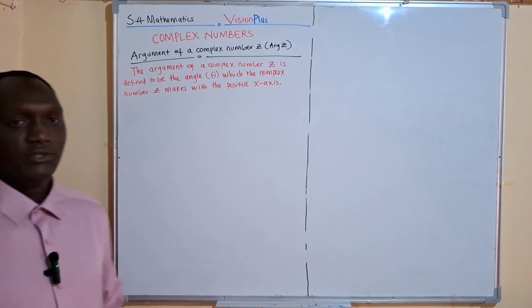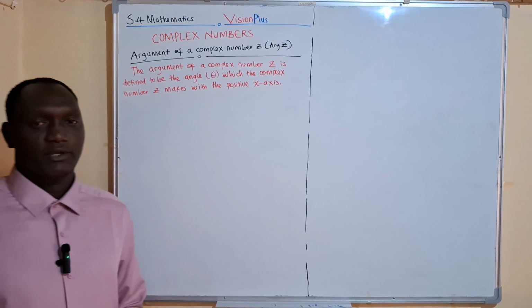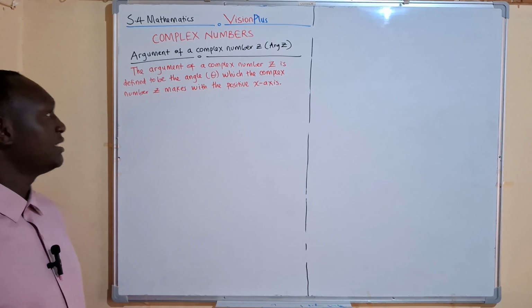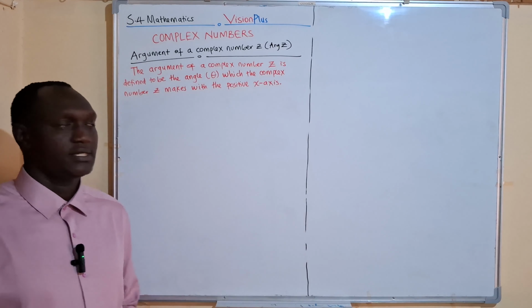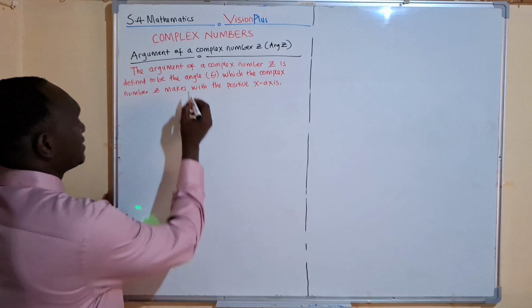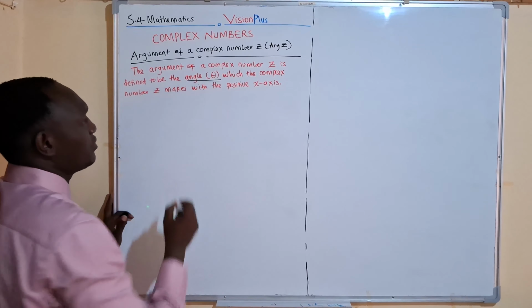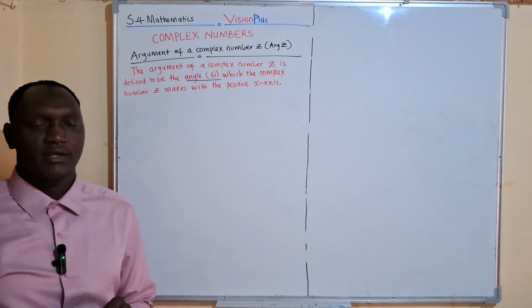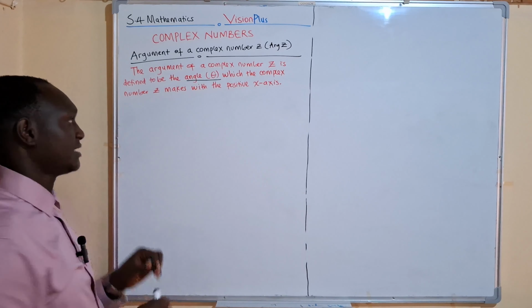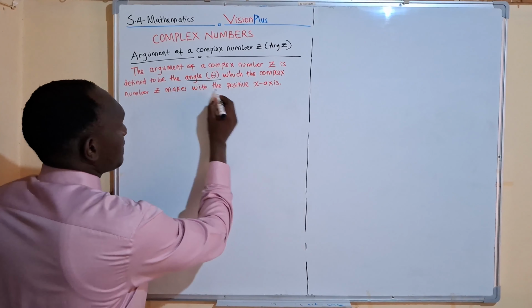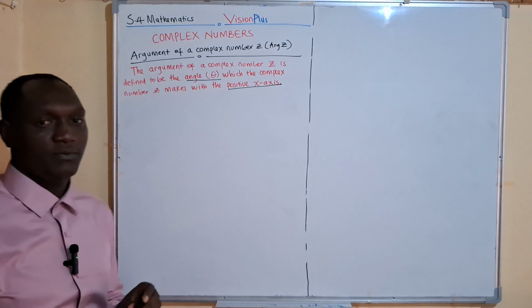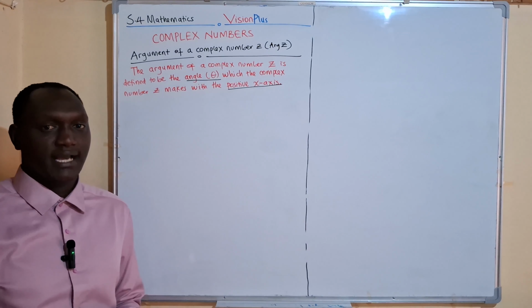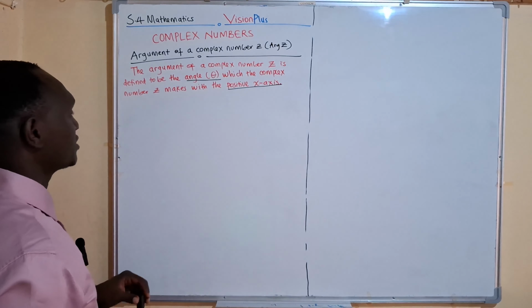By definition, the argument of a complex number z is defined to be the angle which the complex number makes with the positive x-axis. This is very important. So it is an angle which is measured from the positive x-axis. Let me explain these terms.